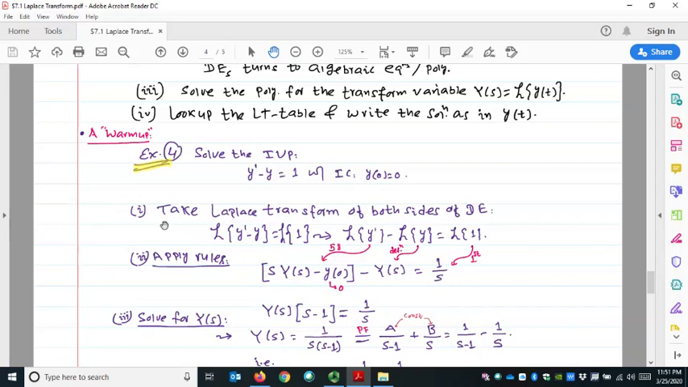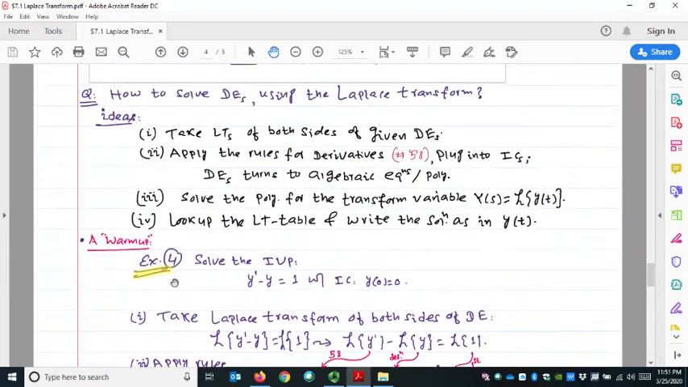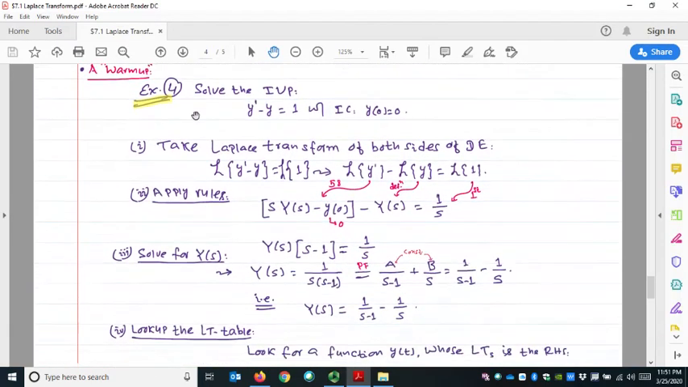So the solution. Step one, which I mentioned above. So take the Laplace transform. Let me scroll down. So take the Laplace transform of both sides of the given differential equation. So the Laplace transform of y prime minus y equals the Laplace transform of 1, which is on the right side. Then we know this Laplace transform is a linear operator, so I can distribute this Laplace transform inside. So then I can write down the next step, Laplace transform of y prime minus Laplace transform of y equals Laplace transform of 1.